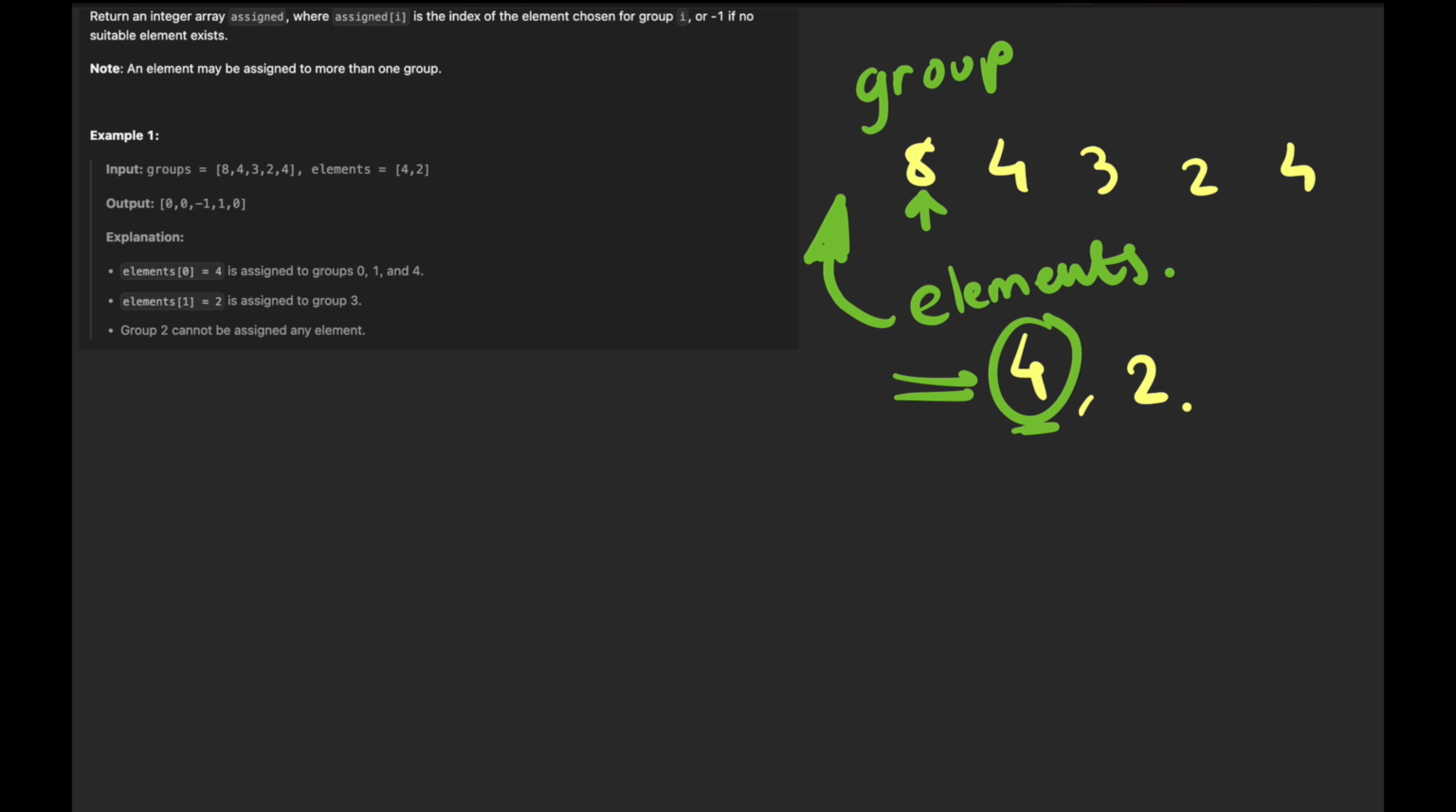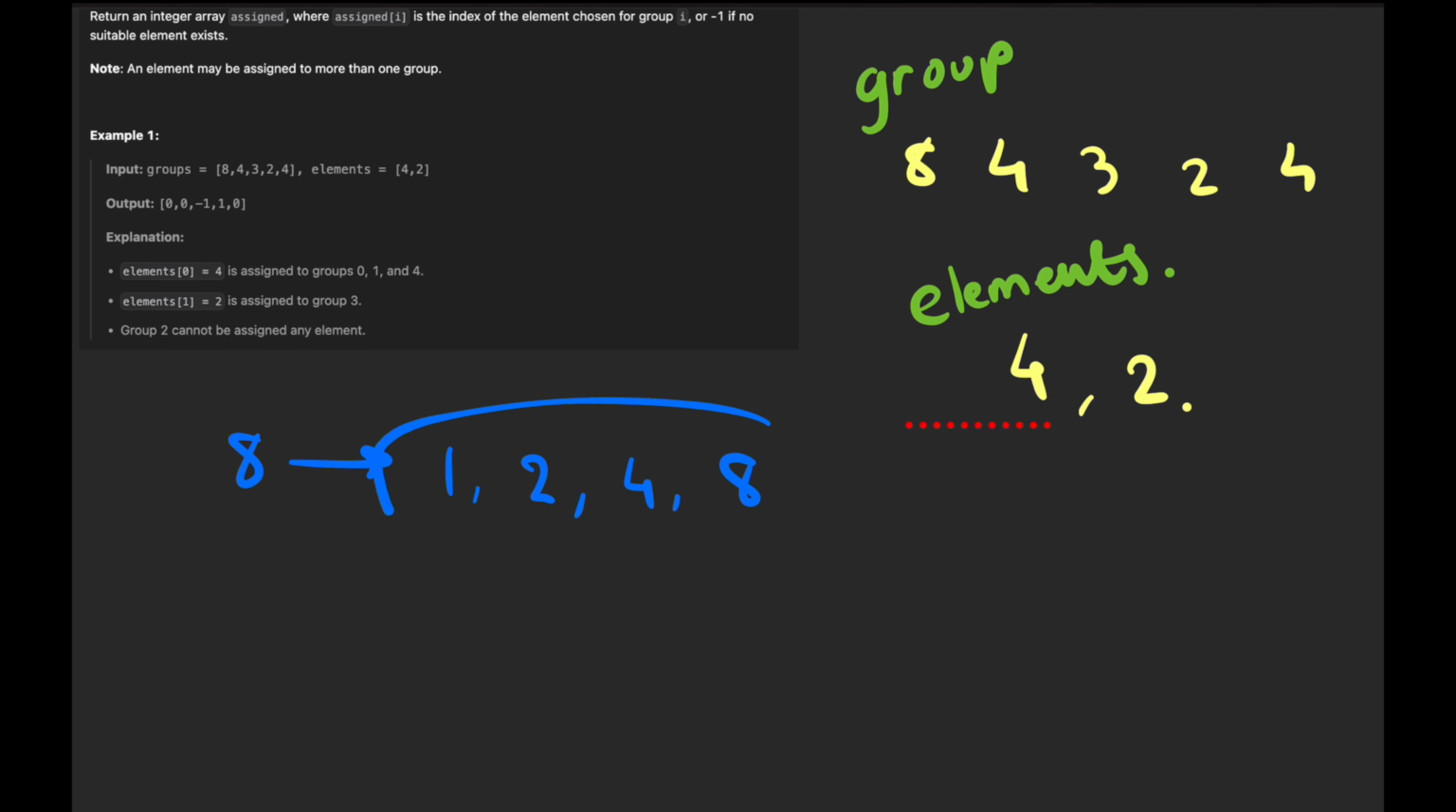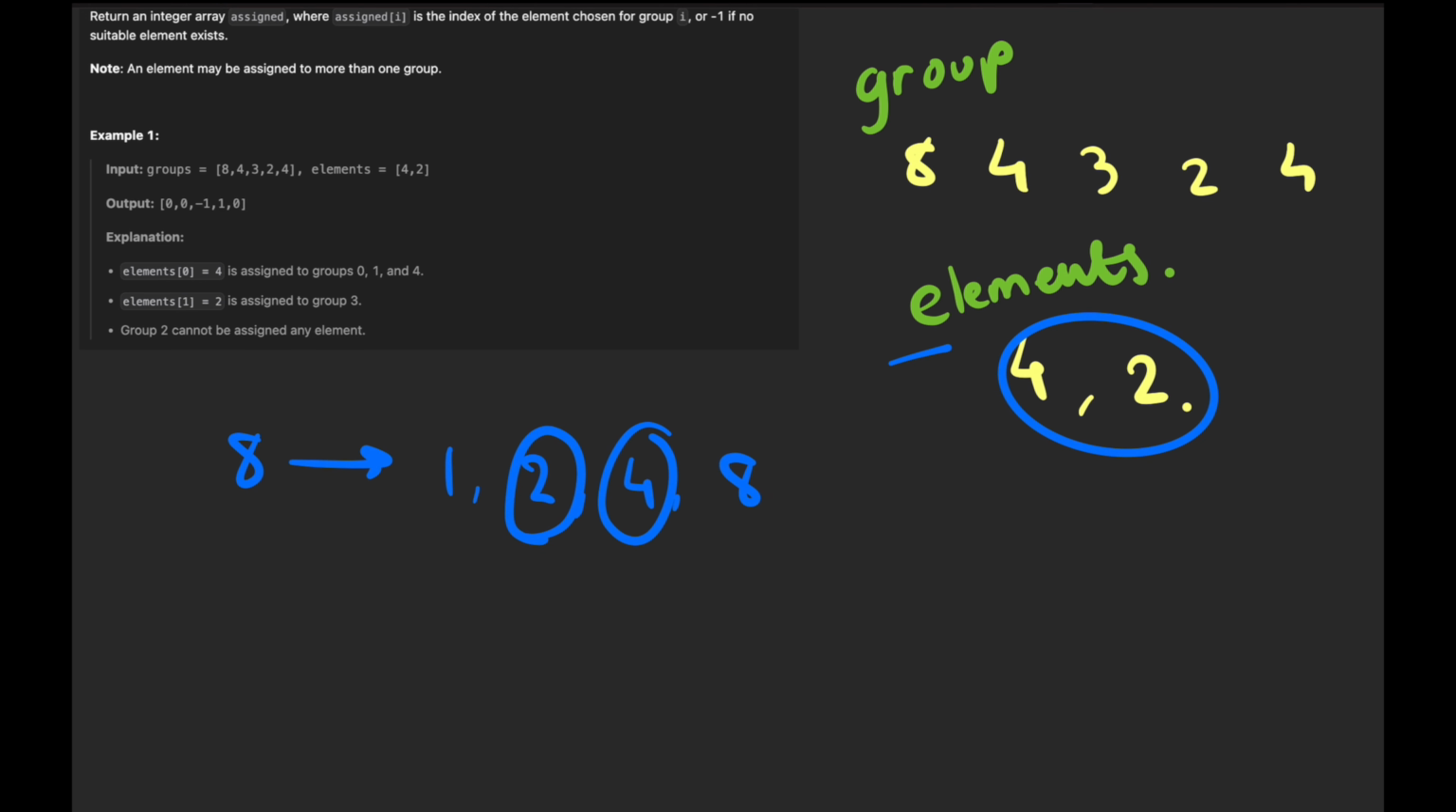So each group number, let's say if we are finding the divisible number from elements for 8. So what are the divisors of 8? So 8 has 1, 2, 4, and 8 as their divisors. Among all of these divisors, what are the elements? What are the divisors which are present in these elements? So we have 2 and 4 as the divisors which are present in this element. But remember, we also have to minimize the index. So these are index which should be minimum when we are assigning it to a group.